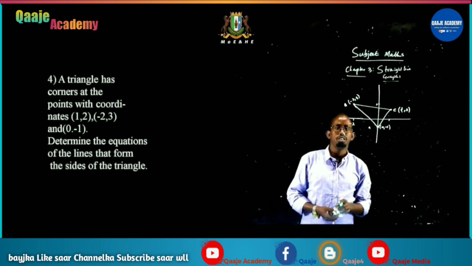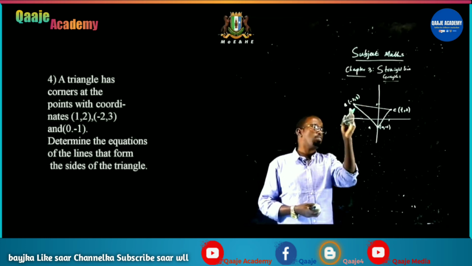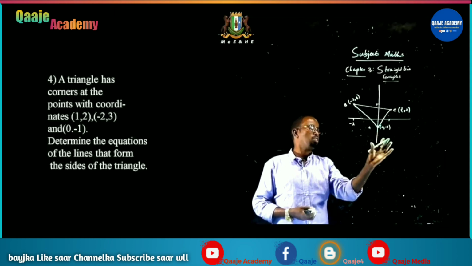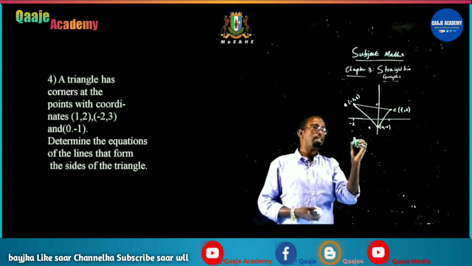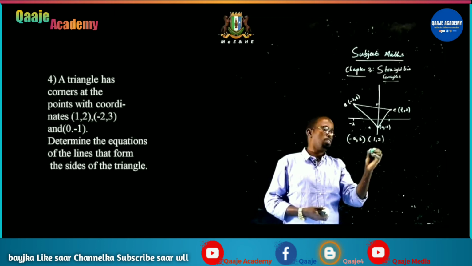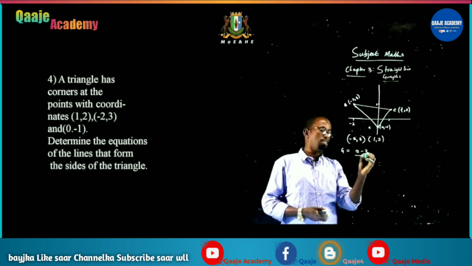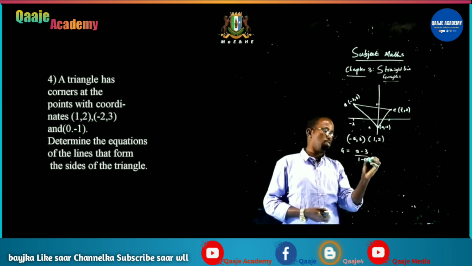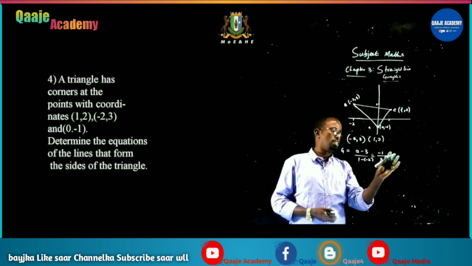Now the question is, determine the equation of the lines that form the sides of the triangle. We need to get 3 equations. Let me start with BC. We have (-2, 3) and (1, 2). So you first of all find the gradient: (2 - 3)/(1 - 2). You get minus 1 divided by 3. So that is the gradient.